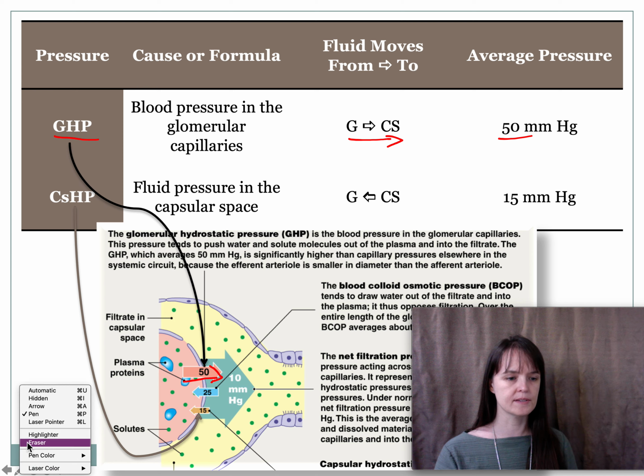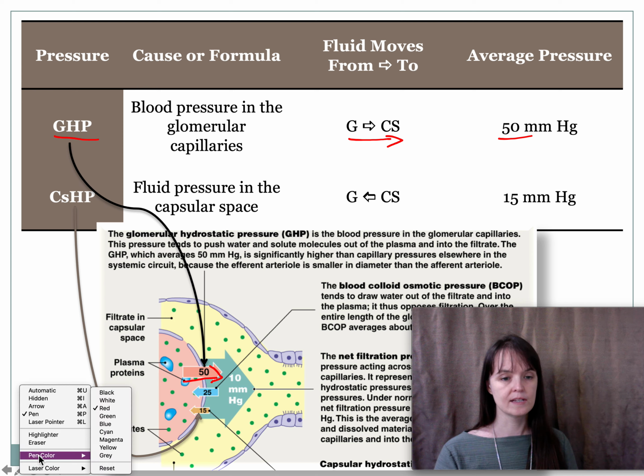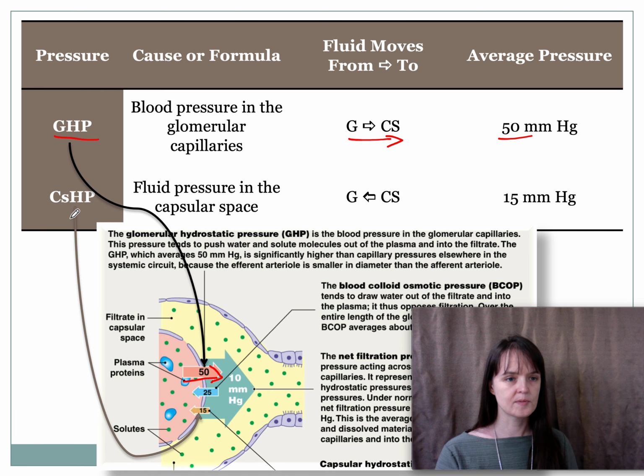So we can do the capsular in, let's see, what color is it on here? Yellow? We have a yellow. It's probably an evil neon. Oh, it is. There we go.